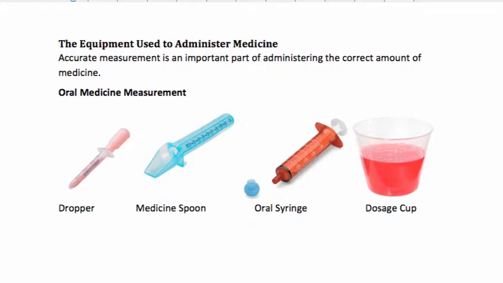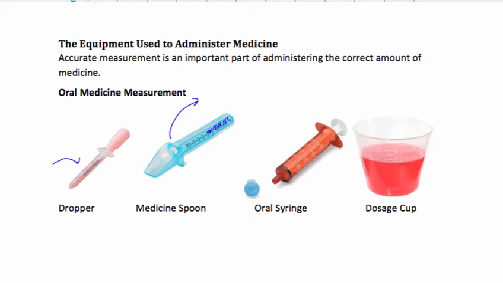The equipment used to administer medicine. Accurate measurement is an important part of administering the correct amount of medicine. So here are some devices that we use to dispense oral medication. So we have a dropper here, and that has a scale on the side. We have a medicine spoon here, and basically what you do is you flip this medicine spoon up, and then you'd fill it up to whatever amount of medication you need, and then you can tip it and then administer the medicine orally that way.